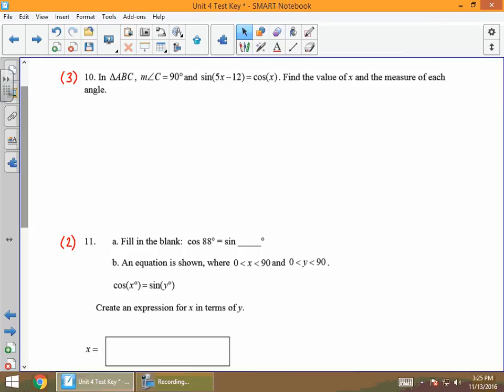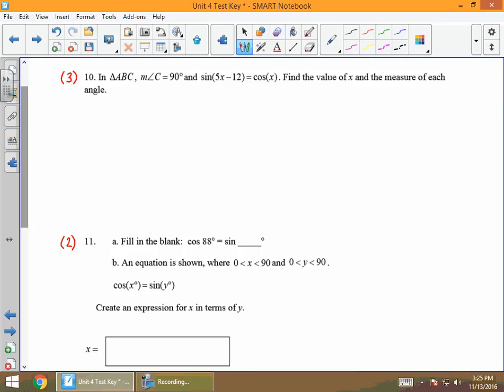All right, so question number 10 says in triangle ABC, angle C is 90 degrees. So that means angle A and angle B are complementary. So the sine of A is equal to the cosine of B. So I have to find the value of x. So here I have the sine of 5x minus 12 is equal to the cosine of x, and I know that the sine of A has to equal the cosine of B, so those two angles must be complementary.